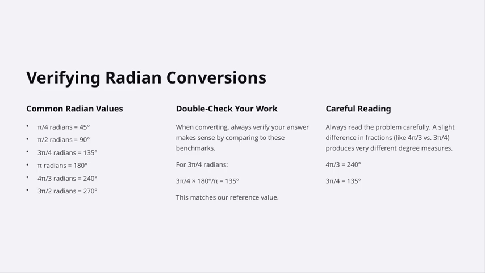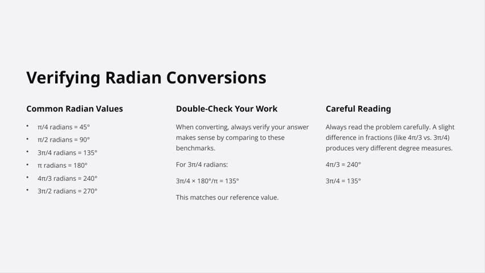These serve as useful benchmarks when you're converting between radians and degrees. When you're doing a conversion, it's a good habit to double-check your work by comparing your answer to these known values. For instance, if you're converting 3 pi/4 radians, you can do the calculation 3 pi/4 times 180 degrees over pi, which simplifies to 135 degrees. And that matches our reference value, confirming that your conversion is correct.